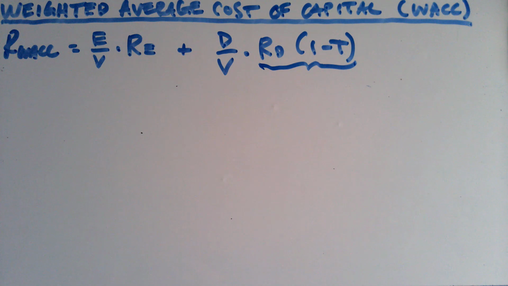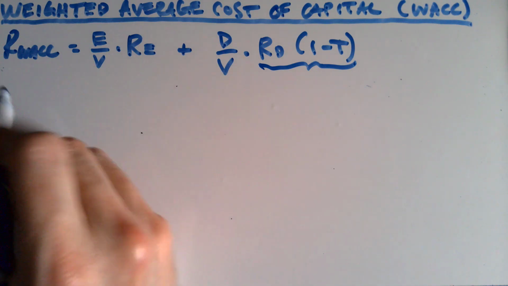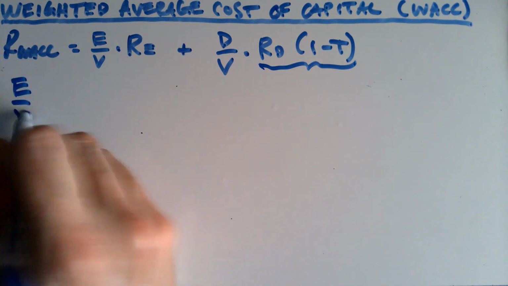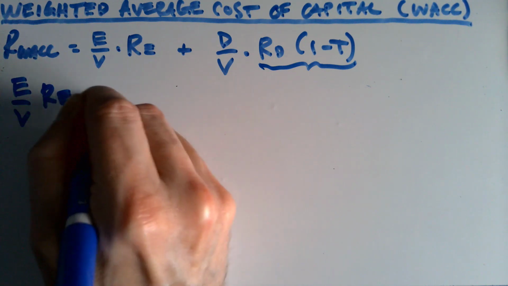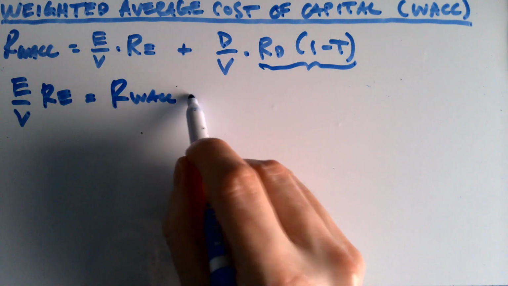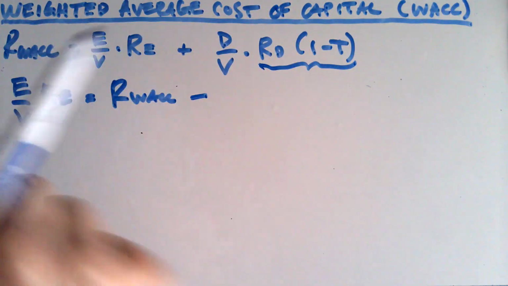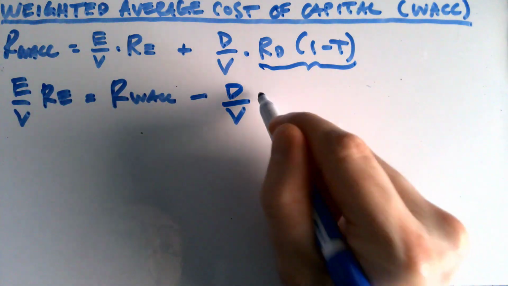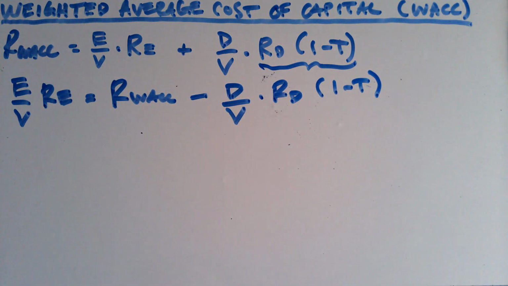Okay, let's have some fun solving this for different variables in the equation. Let's start with R sub E. And I'm going to flop sides here, as is my usual practice. I'm going to start with R sub E on the left, and that's equal to R sub WACC, WACC. And then I'm going to have to subtract this term to get it on the other side. Okay, now all I have to do to get R sub E by itself, actually I have to do 2 things. I have to multiply everything by V and divide everything by E.